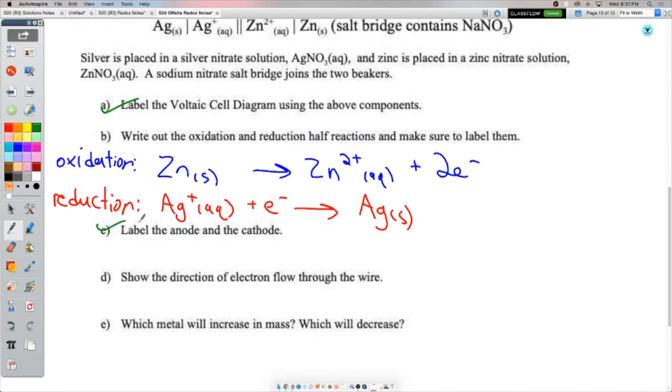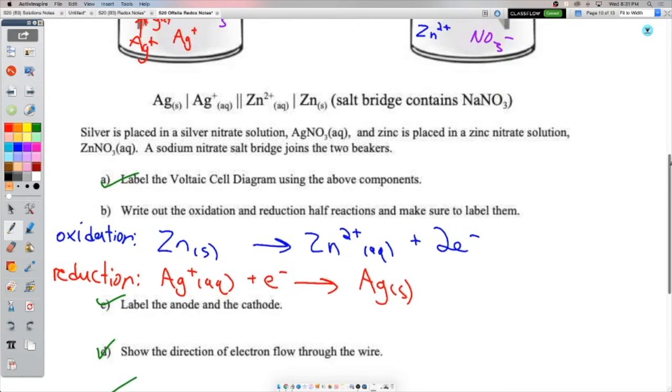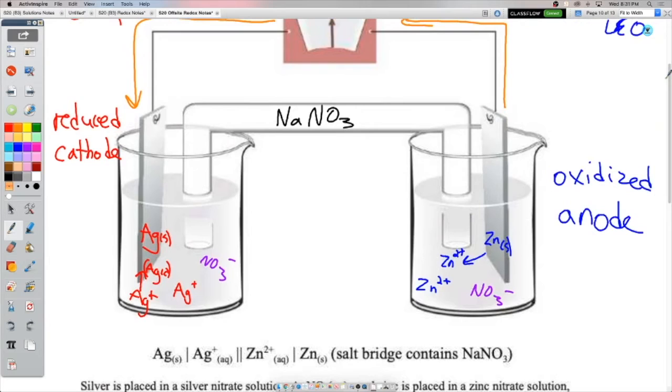Oxidation anode, we already did that. Good. Show the direction of electron flow. That shouldn't be step D. If you ask me, that should be step A. Anytime you do one of these, just say, hey, which way are electrons going to flow? Do that, and everything else falls into place. Which metal will increase in mass? See, I didn't lie to you. Once you figure out the electron flow, everything else falls into place if you do it in order, right?